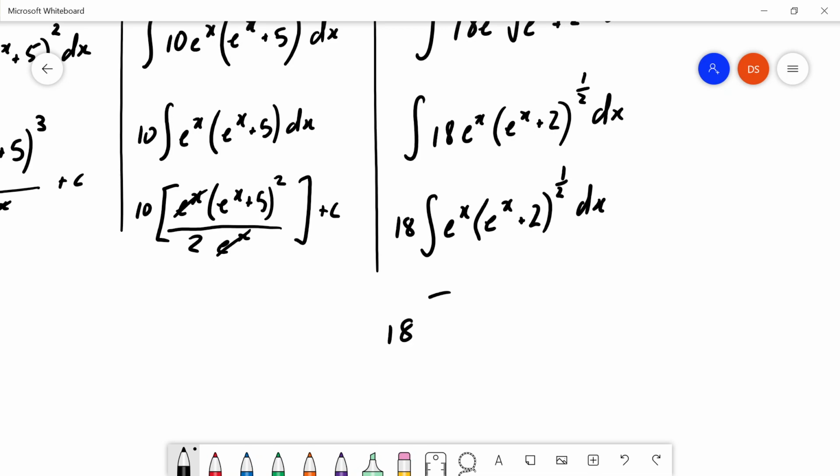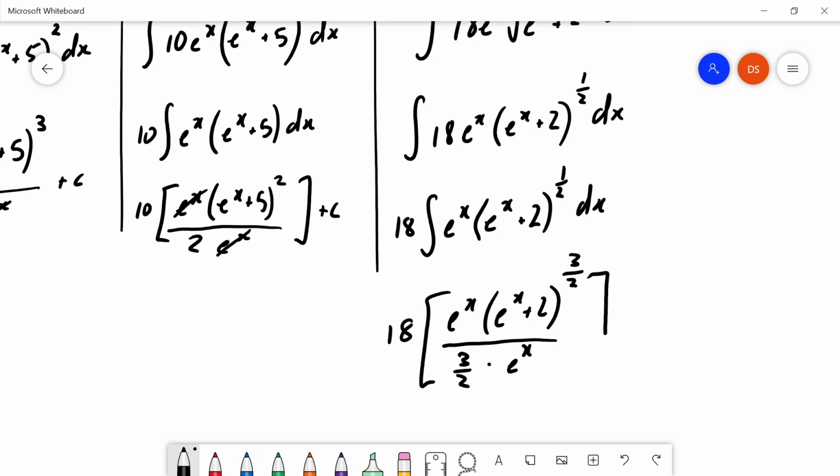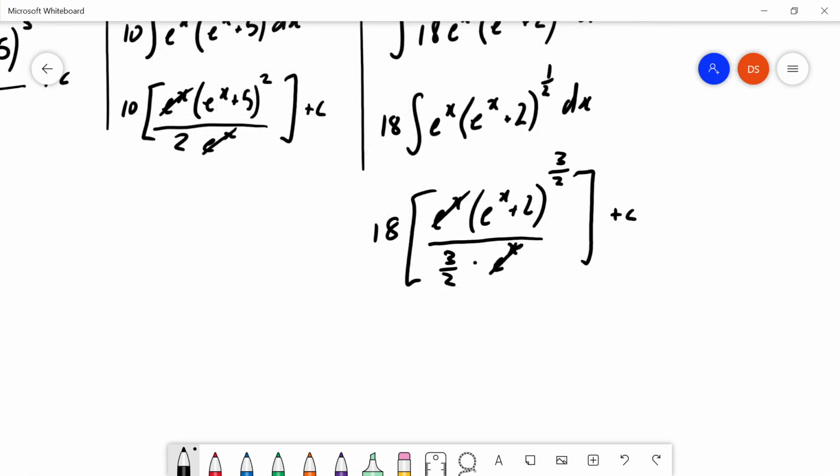So it's 18 (e to the x plus 2) to the power of, add 1 to the power, divide by the new power, divide by the derivative of the inside, plus c. Cancel, cancel. So you could simplify this in whatever way you want, and you will get 12 (e to the x plus 2) to the 3 over 2 plus c. But the matter is that the maths still holds quite nicely.